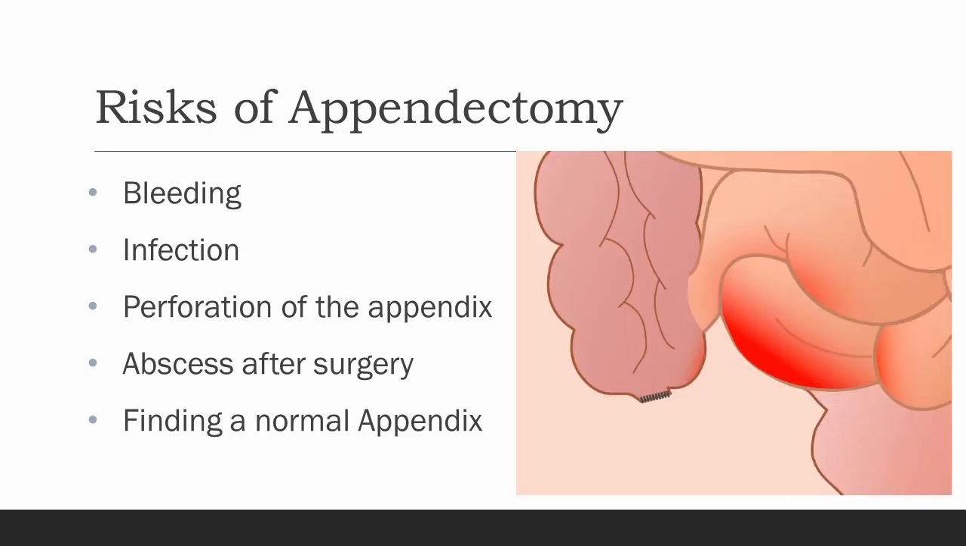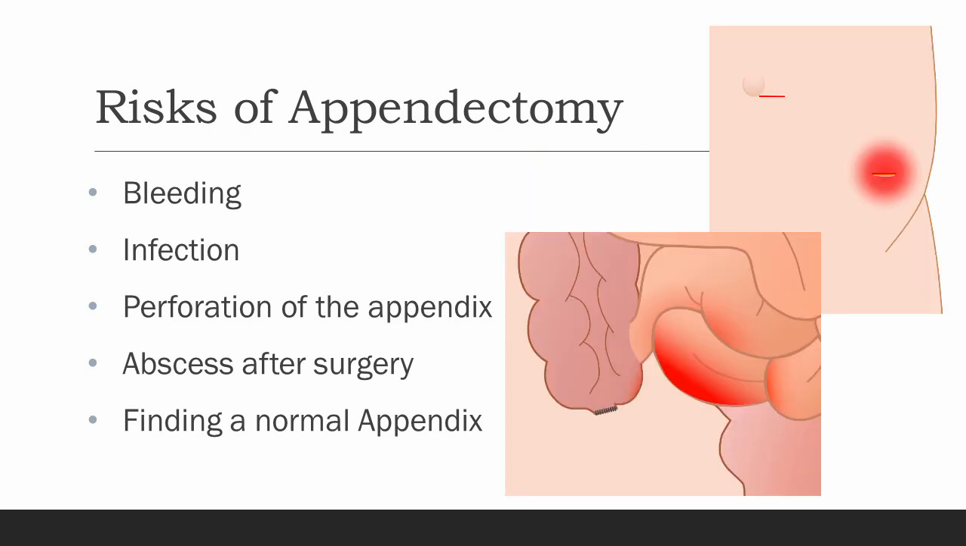Infection is a risk which can occur in the abdomen, in the surgical incisions, or in other parts of the body. We will give you a dose of IV antibiotics right before surgery to help decrease this risk, but even with an uncomplicated appendectomy, infection may still occur.